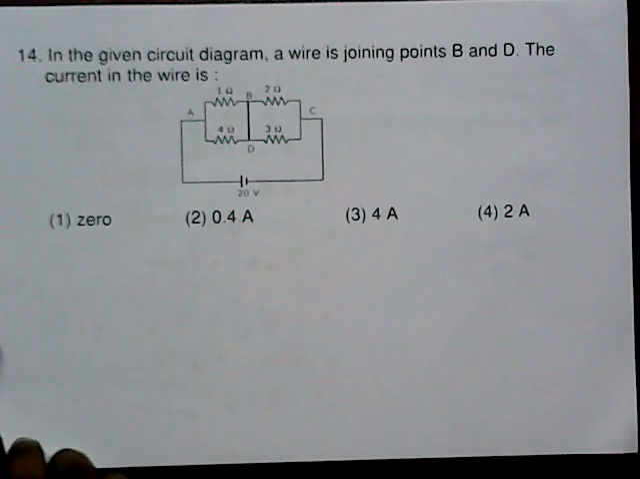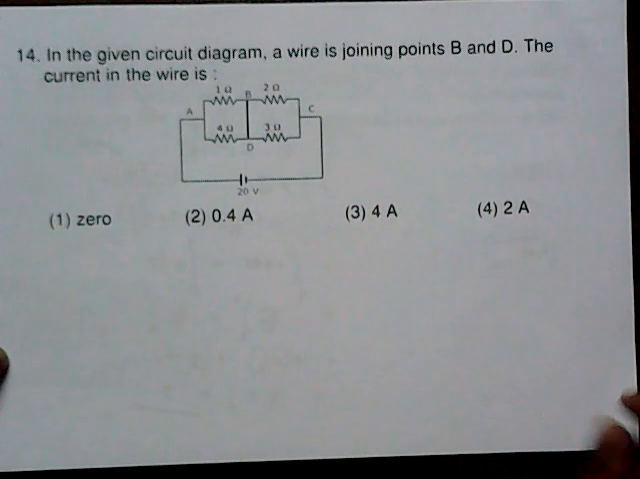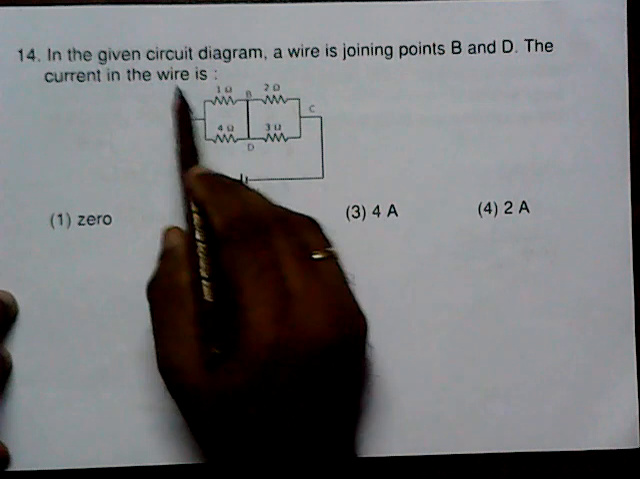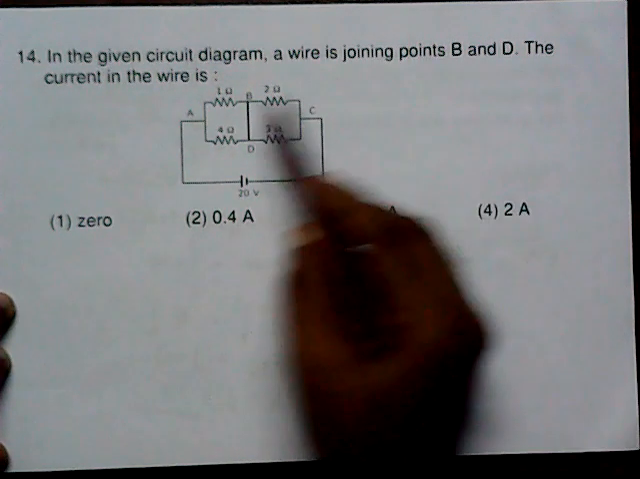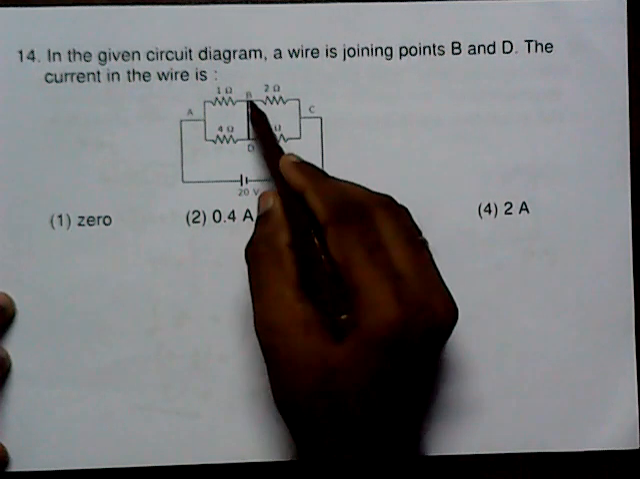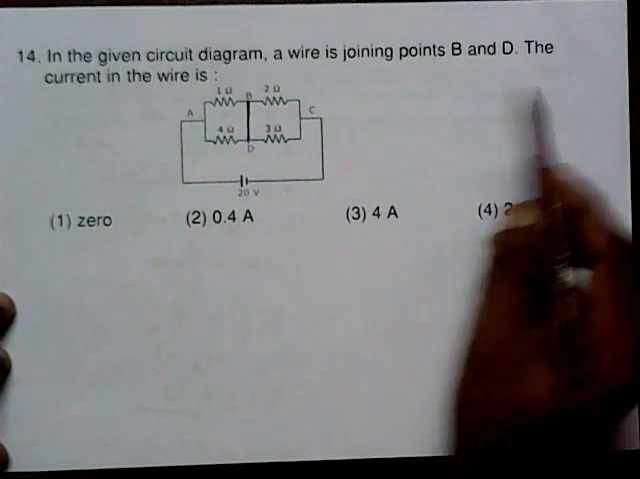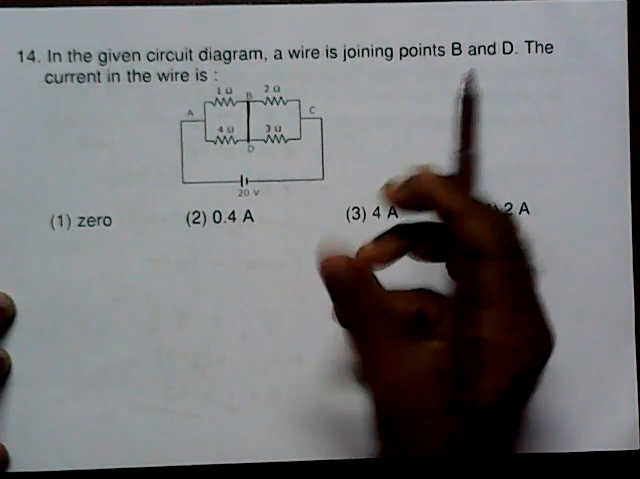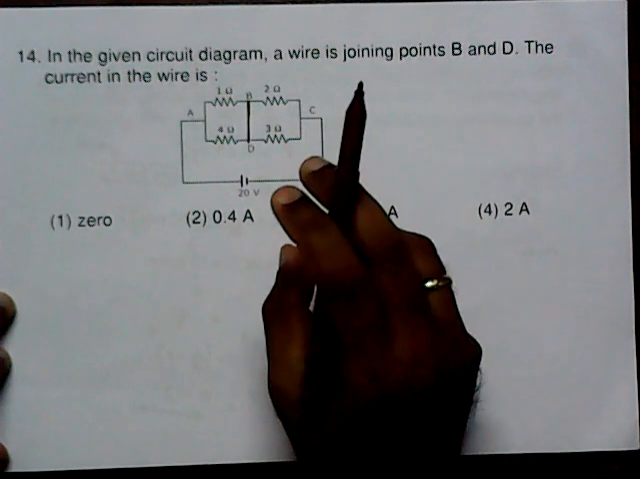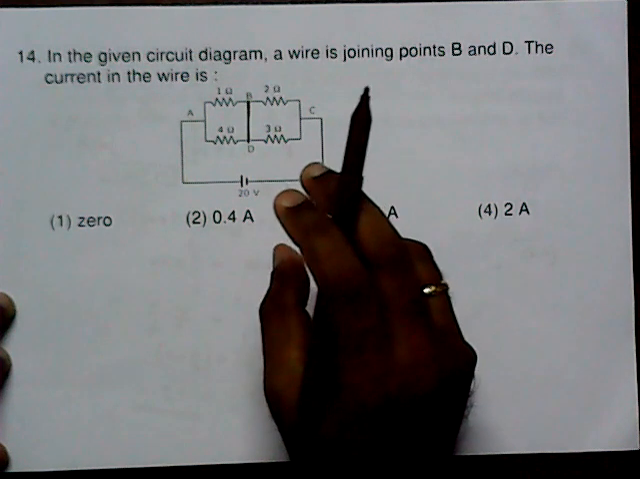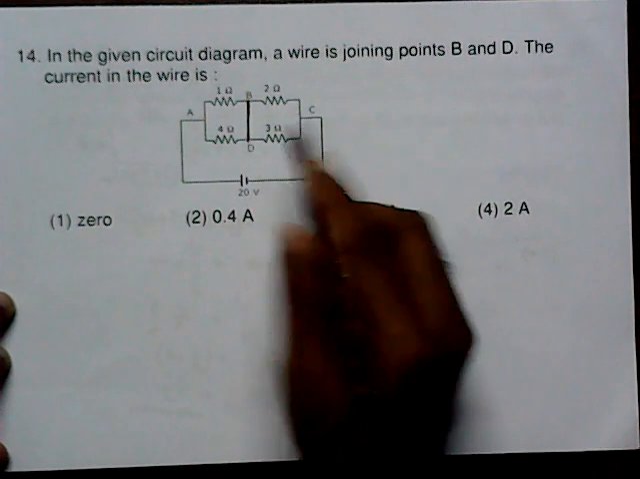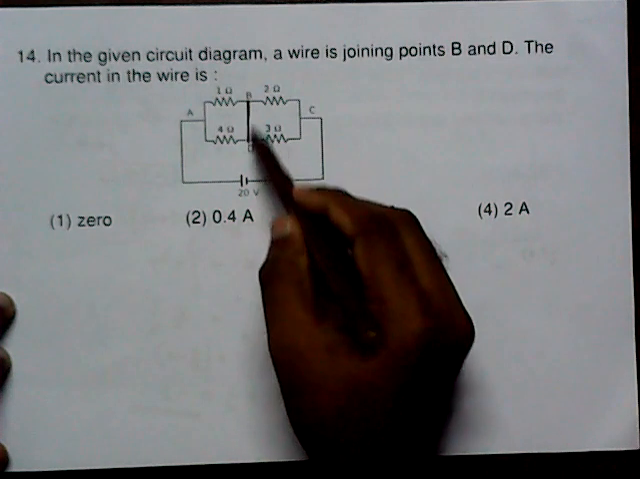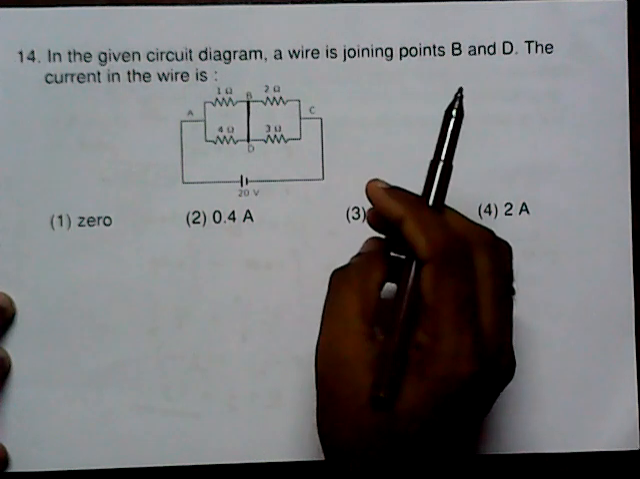Number 14. A good question. In the given circuit diagram, a wire is joining points B and D. We have to find the current in the wire. We have to approach it carefully, then only you get the answer. We have to find the current flowing through BD.